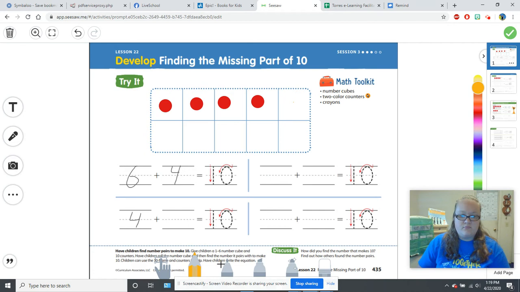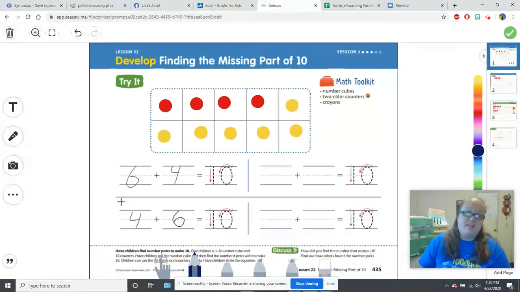1, 2, 3, 4, 5, 6. So I needed 6 yellow dots. And what's funny is look at the examples here. 6 plus 4 equals 10, and 4 plus 6 equals 10. This shows the associative property where we use the same numbers but switch the places and you will still get the same answer. So let's try with another number.